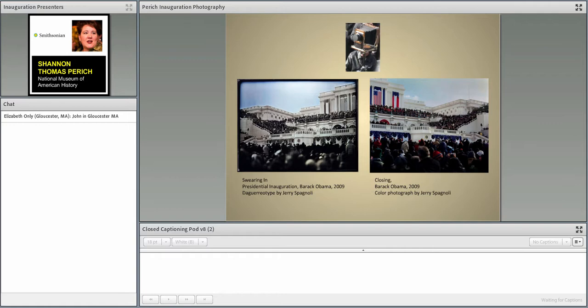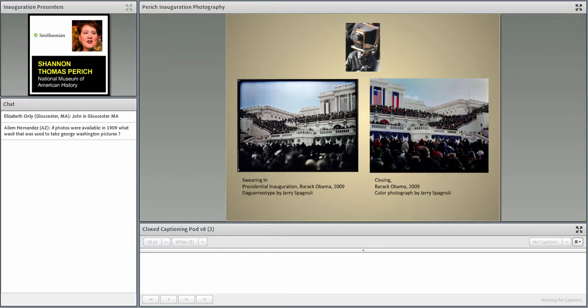So what you're seeing here are two photographs. One is a daguerreotype and one is a contemporary color photograph. What's the difference between them? What do they look like?